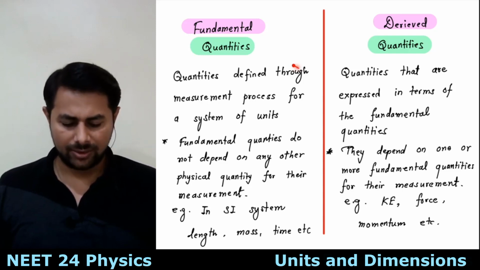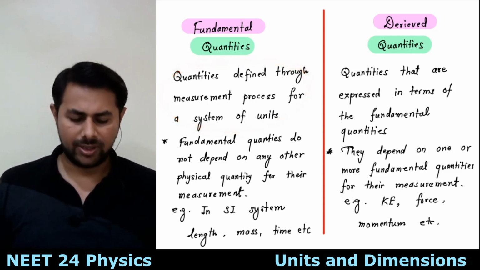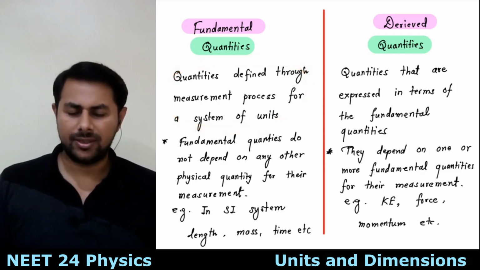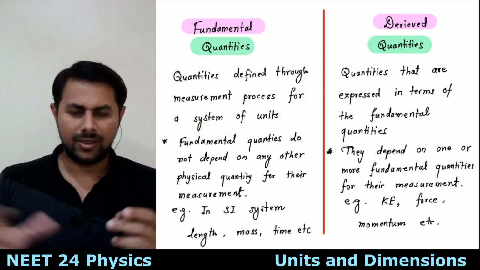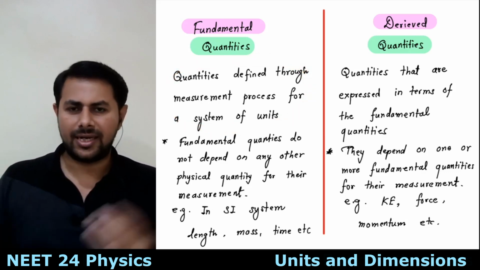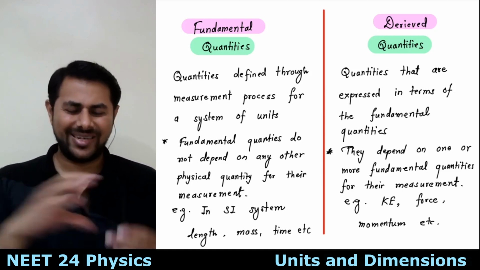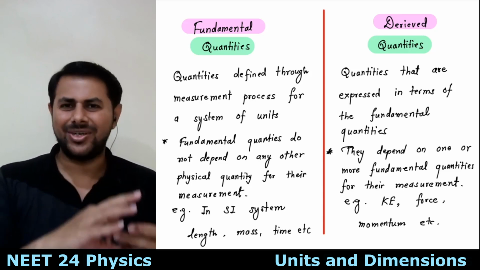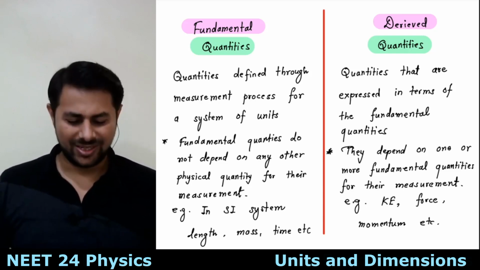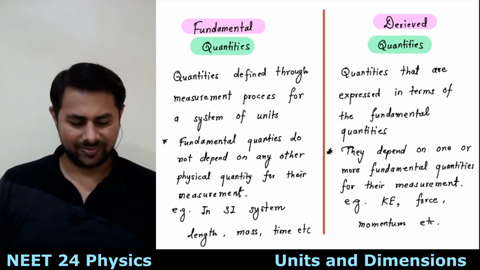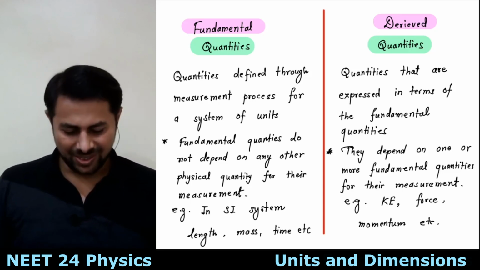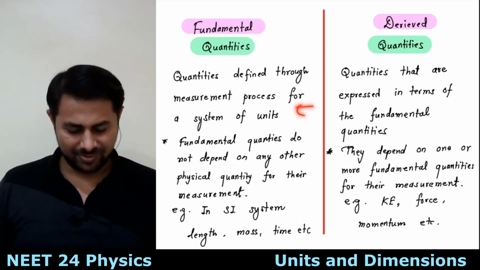So they are known as fundamental quantities. For example, length is a fundamental quantity. To measure the length of something, you don't need to know what time it is right now. So length doesn't depend on whether it's morning or evening. This is very basic, but this is a fundamental quantity.